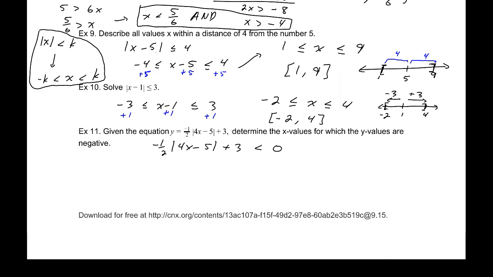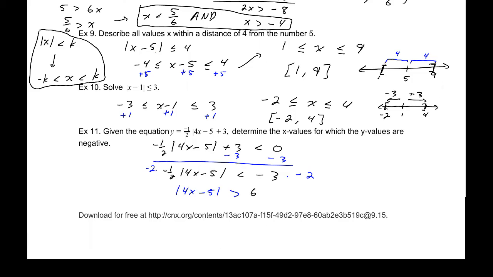Let's isolate our absolute value. We'll subtract 3 first. All right, so negative 1/2 absolute value 4x minus 5 is less than negative 3. Now we will multiply by negative 2, which will flip our sign so that we have absolute value of 4x minus 5 is greater than positive 6.